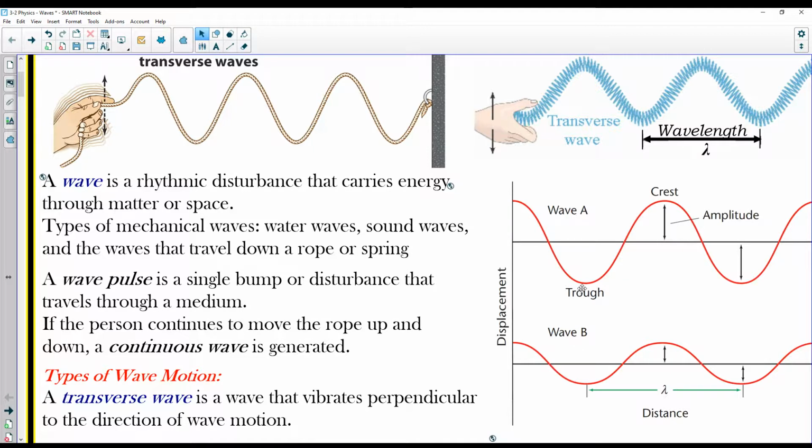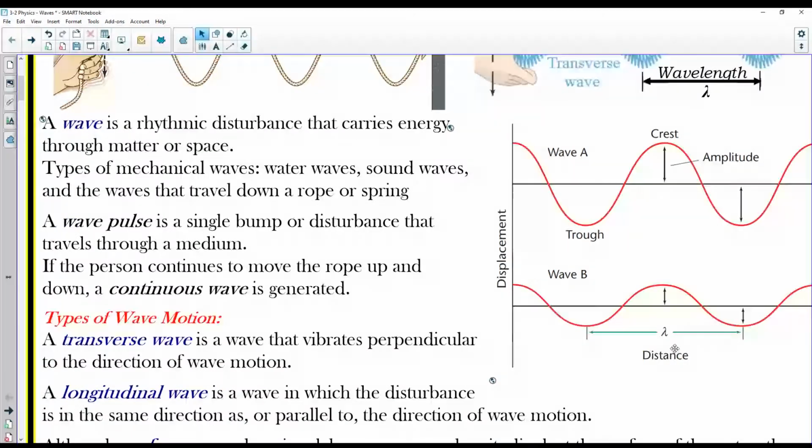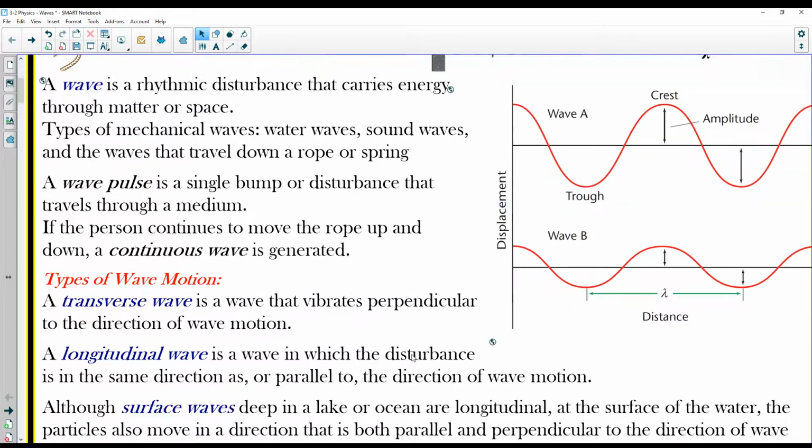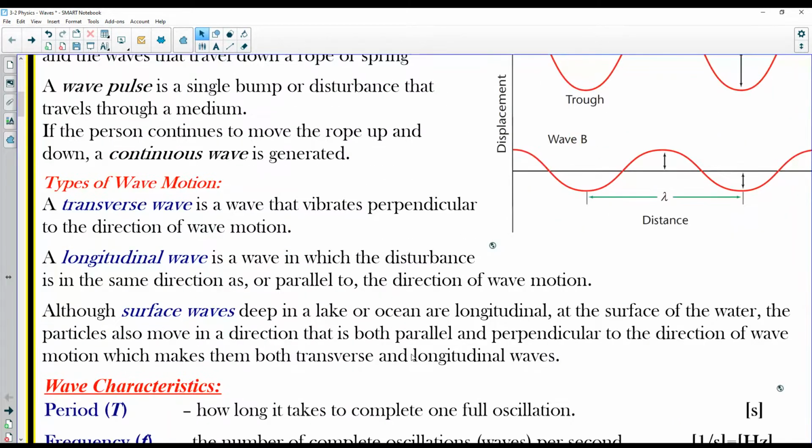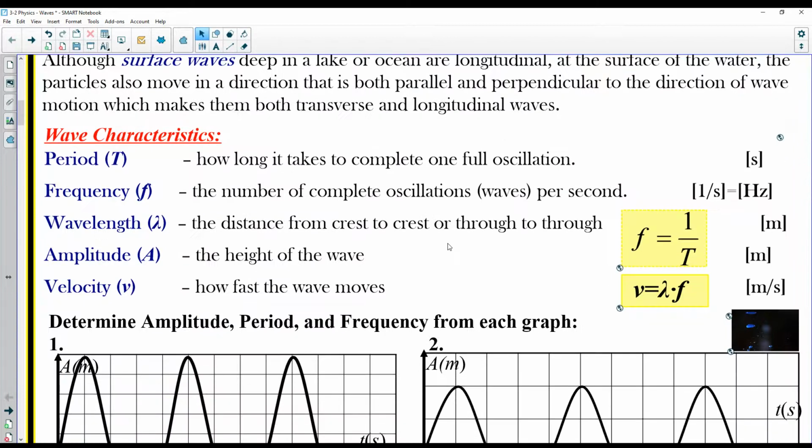So far, a few characteristics: crest, trough, amplitude, wavelength. The letter is, I believe, a Greek letter. It's lambda. It starts with L, lam, like M, lambda. Then here are a few more things about characteristics of the waves.